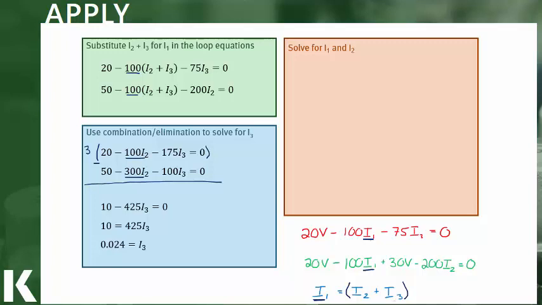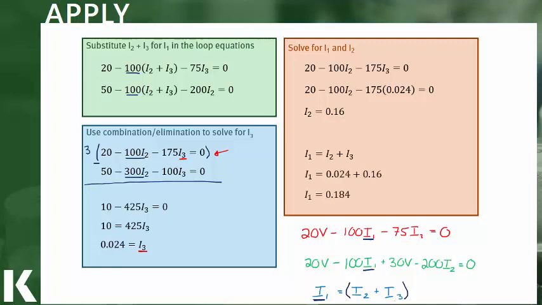Now we can start substituting in I3 into our other equations. So what we've done here is we've taken our I3 and plugged it back into this equation here. Now what we're going to do is solve. Now we have one equation with one variable. We get I2 as 0.16 amps. Notice that we've solved for I2 and I3. We can go back to our original node equation and plug in I2 and I3 to solve for I1.